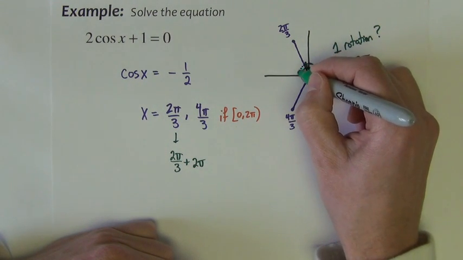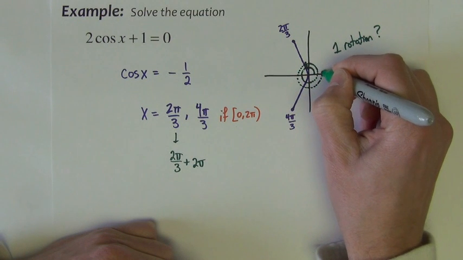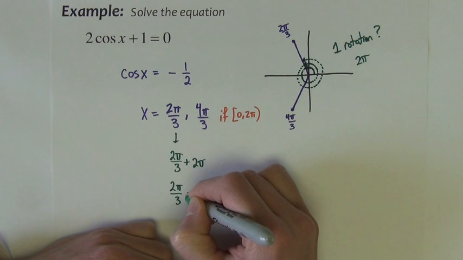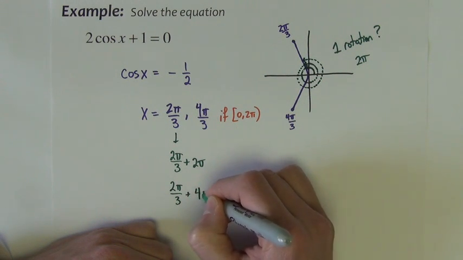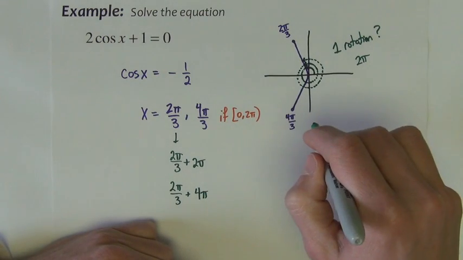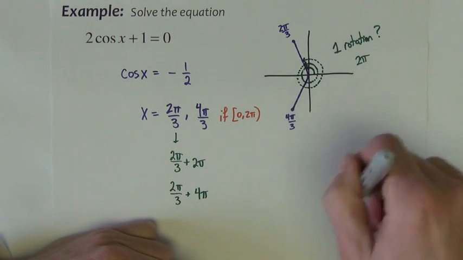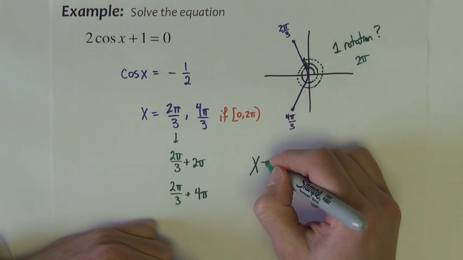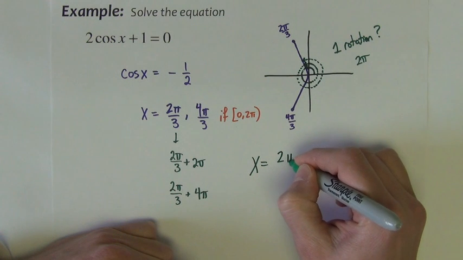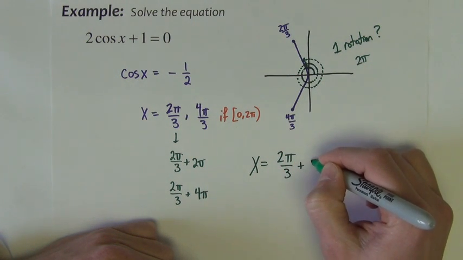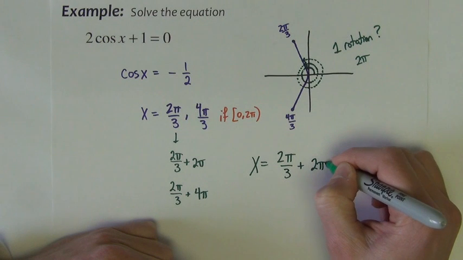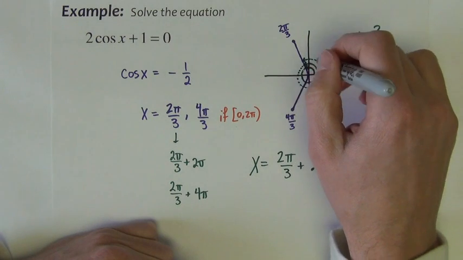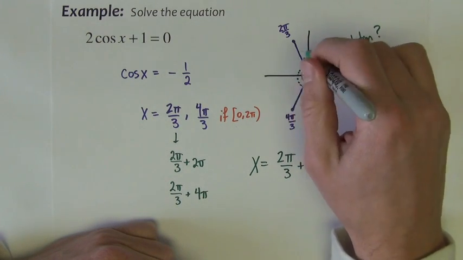But I don't need to stop there. I could go around the circle again. So it could be 2 pi over 3 plus 4 pi. That's another 2 pi. Now I can keep adding 2 pi over and over and over again, and I could never stop, right? So this solution can be summarized as 2 pi over 3 plus 2 pi n, where n is the number of revolutions around this circle.